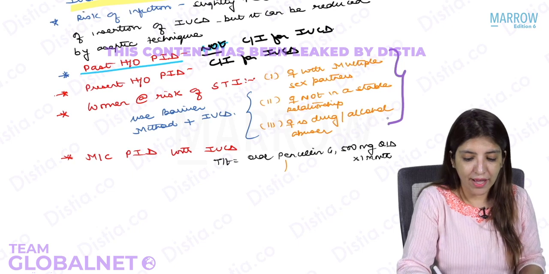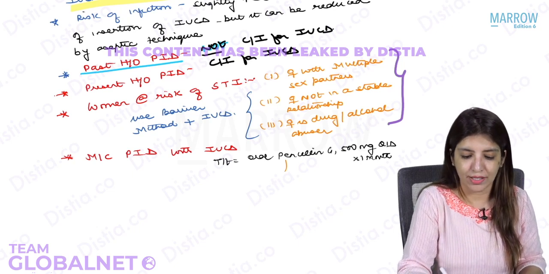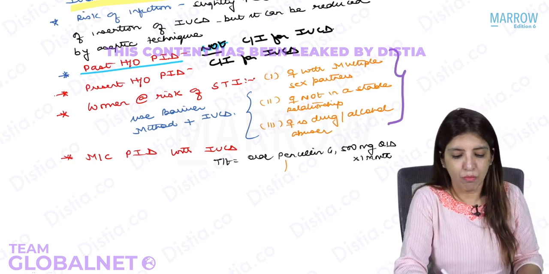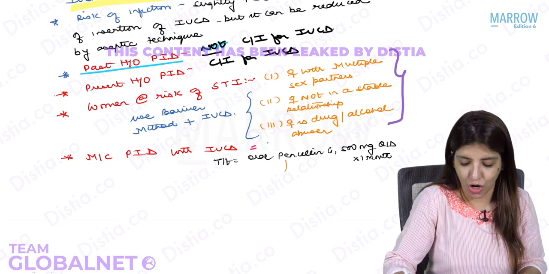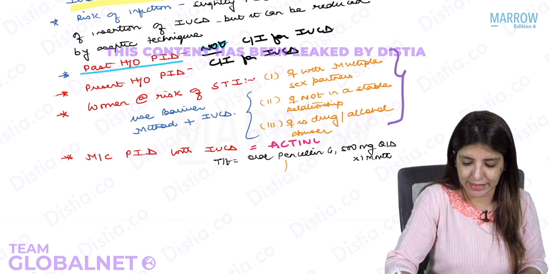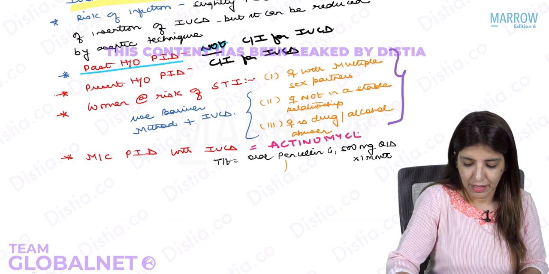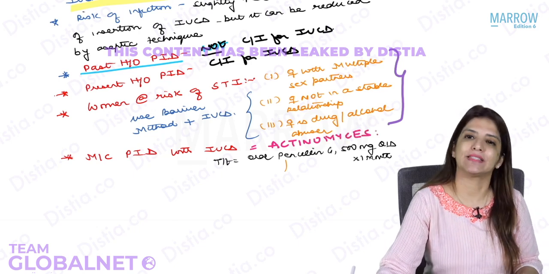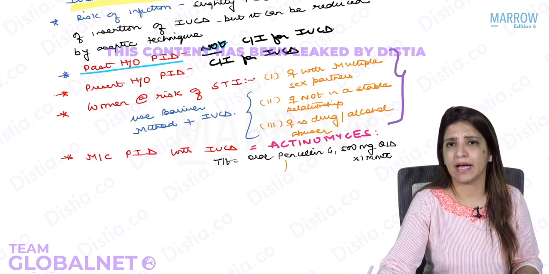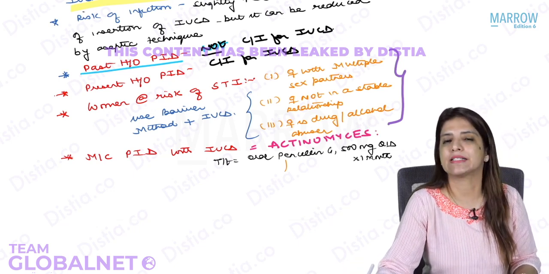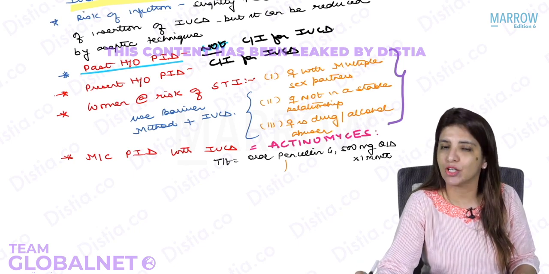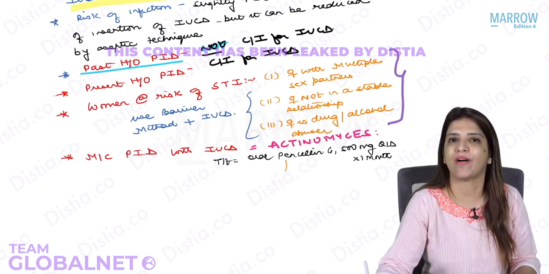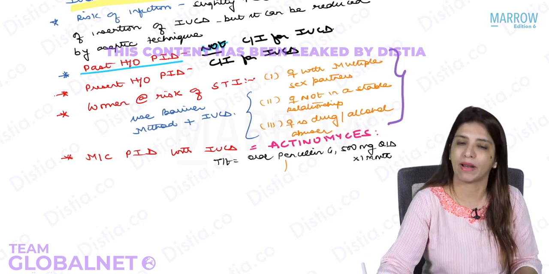Right? Now, if I ask you, and I'm sure you all know the answer to this question, which is the most common PID in a female who's using IUCD, the most common is Actinomyces. That's the most common PID, and suppose Actinomyces has been detected in a female who's using IUCD, then the management is you have to give penicillin G 500 mg QID for 1 month.